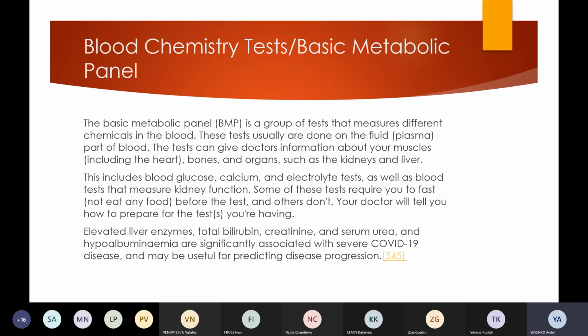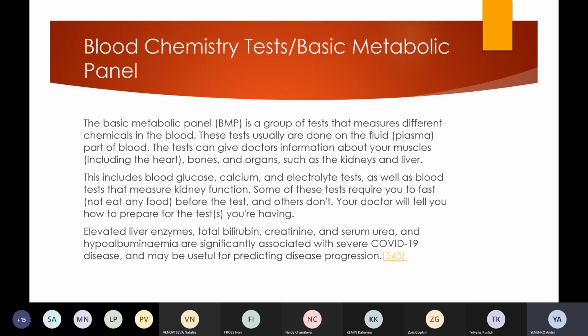So the next blood test is the blood chemistry test, and it usually tells us two things. The first is whether your organs function properly. For example, in COVID-19, we can have liver damage or kidney damage, and they are indicated by, for example, serum urea, creatinine, bilirubin, liver enzymes, and liver tests. If we have abnormal values for those, we can see that some organ is damaged.